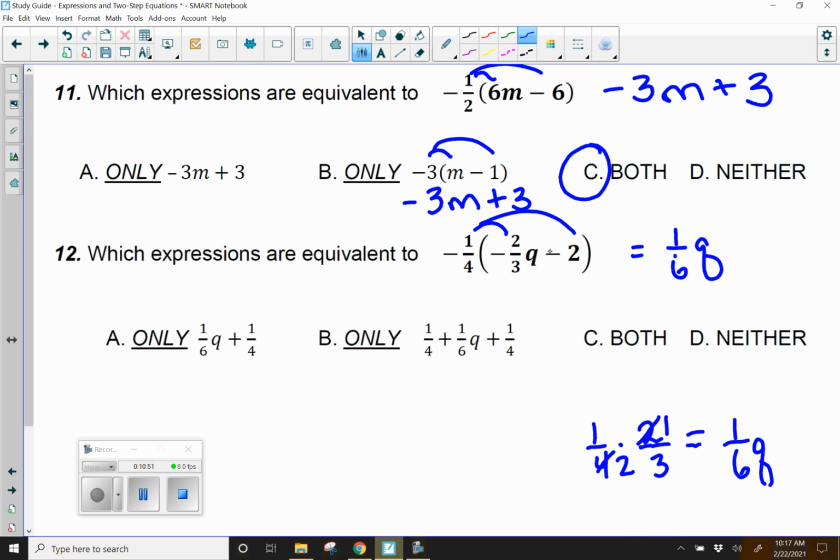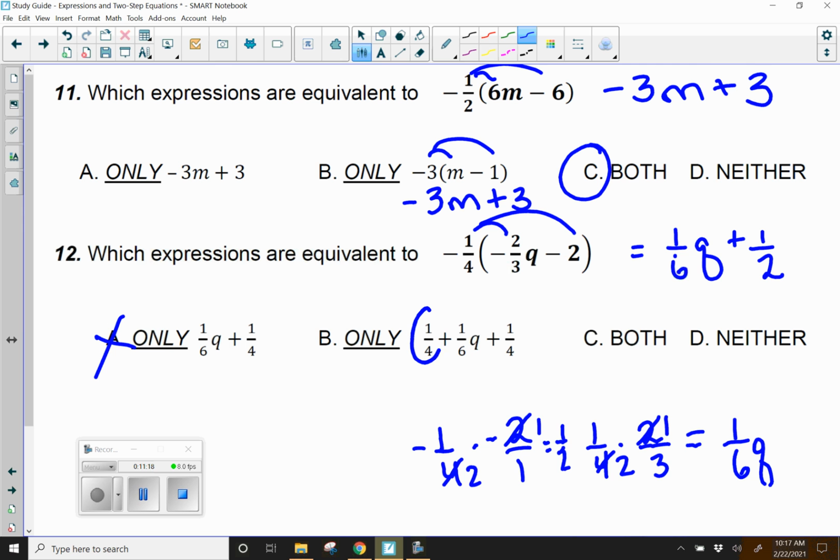And then we have a negative 1/4 times a negative 2. Again, a negative times a negative is a positive. And then when I cross simplify, that's going to leave me with a positive 1/2. So we're looking for a positive 1/6 q plus 1/2. I can see that A does not work because it's plus 1/4. However, let's take a look at B.